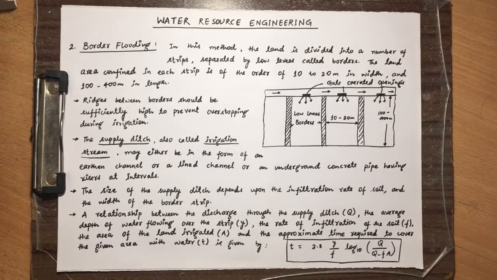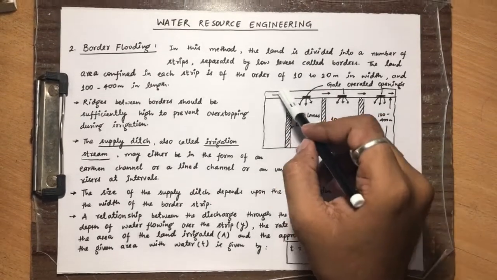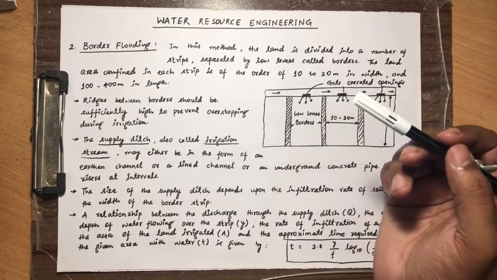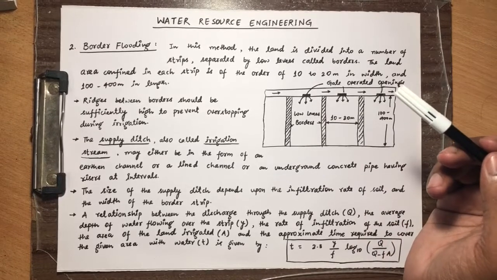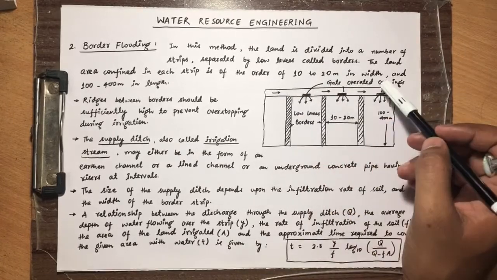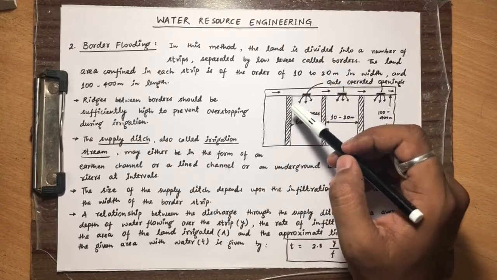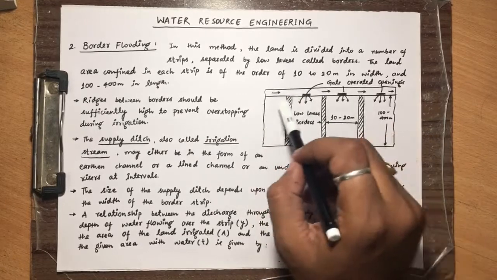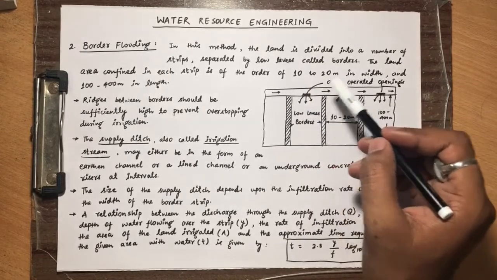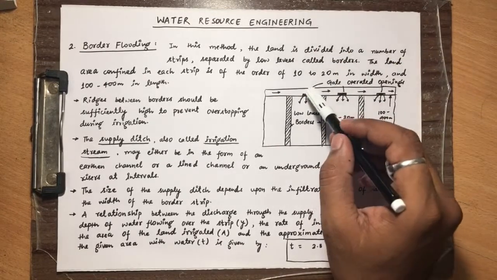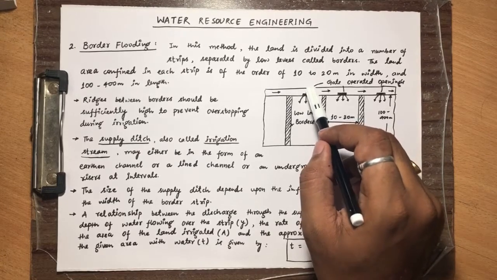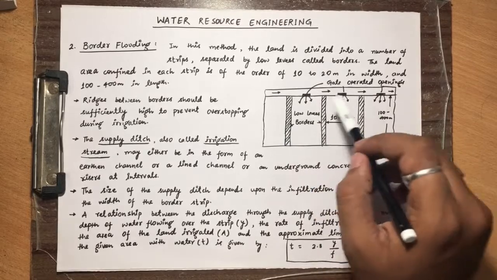The supply ditch, also called irrigation stream, may either be in the form of an earthen channel, a lined channel, or an underground concrete pipe having risers at intervals. So it can be an earthen supply, or we can make it lined, or we can put underground steel or concrete pipes, any type of underground pipe, and make risers at some interval. If we need water here, we will put a riser in the concrete pipe here. Depending upon the field conditions we will put risers.